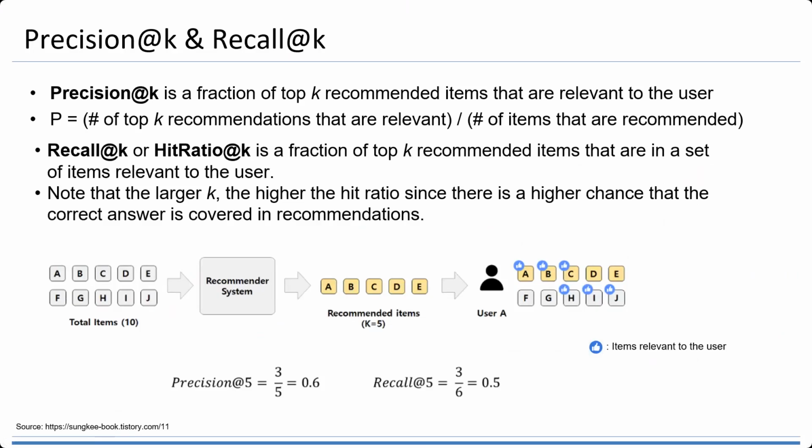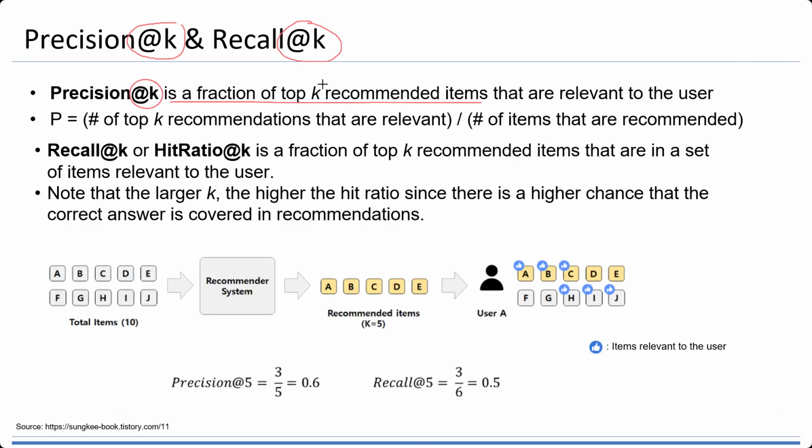And in the recommendation system, we cannot say we want to recommend only one item. Usually we will have precision at k. We have precision at k, recall at k. What does it mean by at k? At k means it is a fraction of top k recommended items that are relevant to the users.